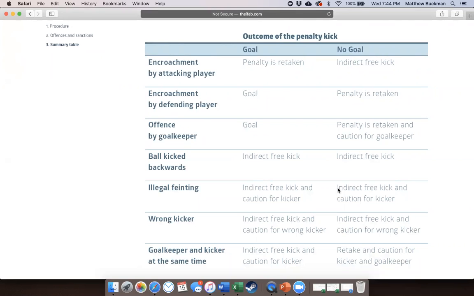And so have this in your bag, have this in your pocket. If something happens and you're not sure what to do, stop the game and go back and reference this if you need to. Just make sure you get it right. This is an important thing to get right, so we want to make sure that we get it right, however you have to do that.